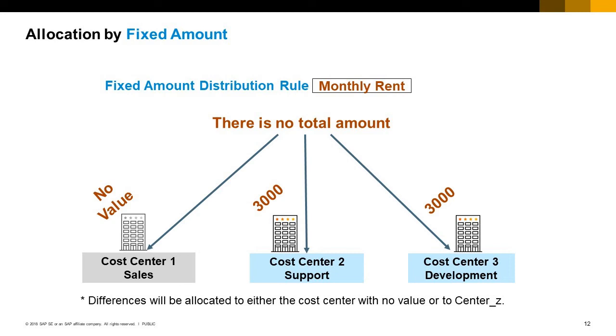Note: when issuing costs, the fixed allocated amounts will remain the same. In case there is a difference between the defined total amount, 6,000 in our example, and the cost amount submitted every month, the rest of the cost will be submitted to the cost center with no defined value, the sales cost center in our example. In case you keep only the support and development cost centers defined, any difference will be allocated to the zero cost center, center_Z. This refers to both cases, when the cost amount is higher or lower than the total defined amount.